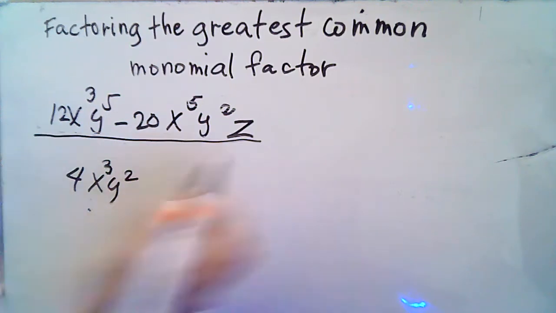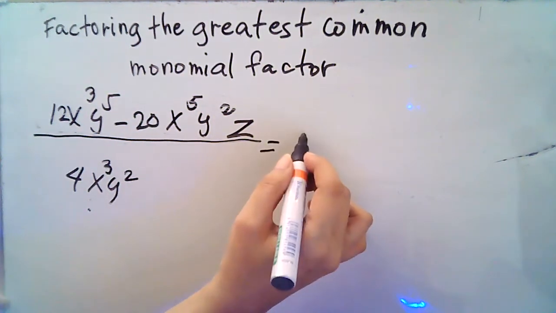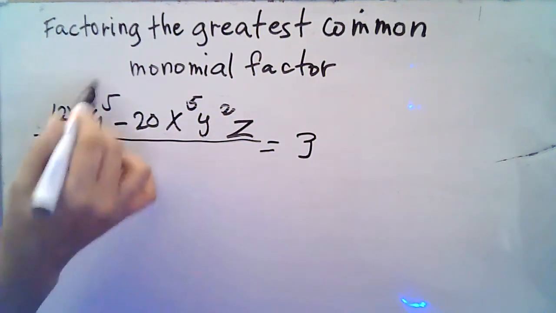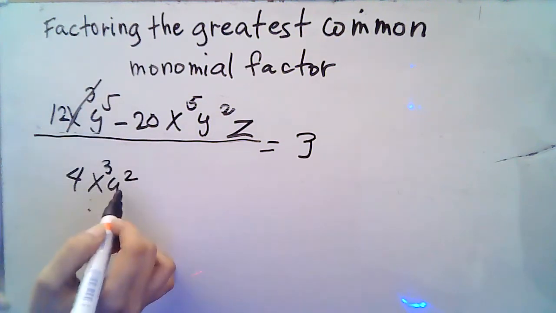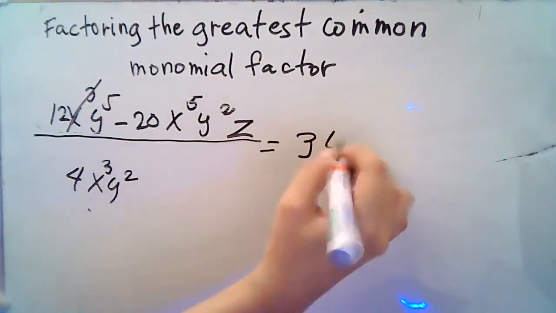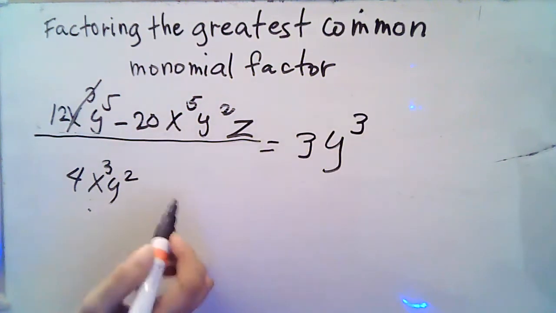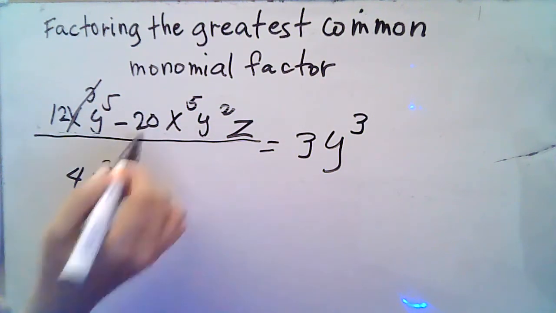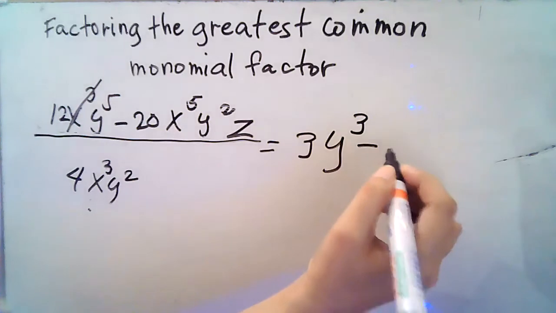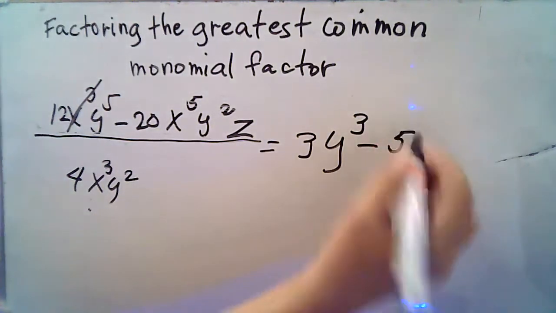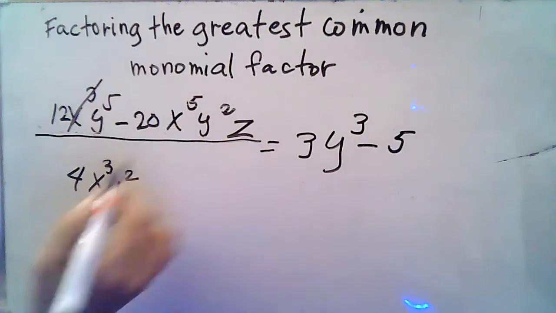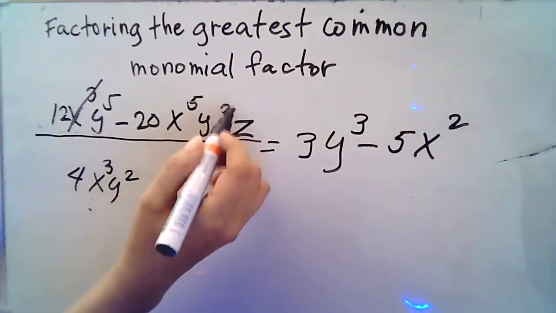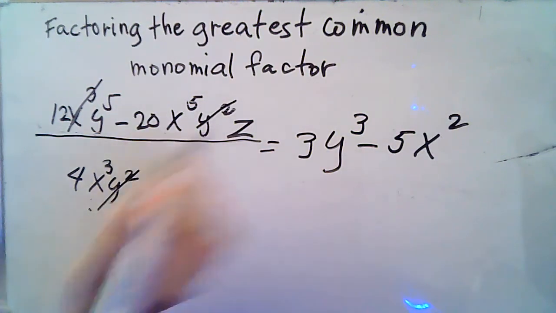So 12 divided by 4 is going to be 3. And then x cubed divided by x cubed will be canceled out. y to the fifth divided by y squared is going to be y cubed. Next, divide the second term by the GCF again. So 20 divided by 4 is going to be negative 5. And x to the fifth power divided by x cubed is going to be x squared. And then y squared will be canceled out, and then just copy z.